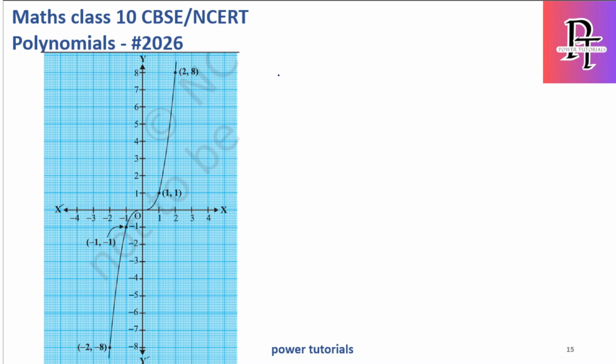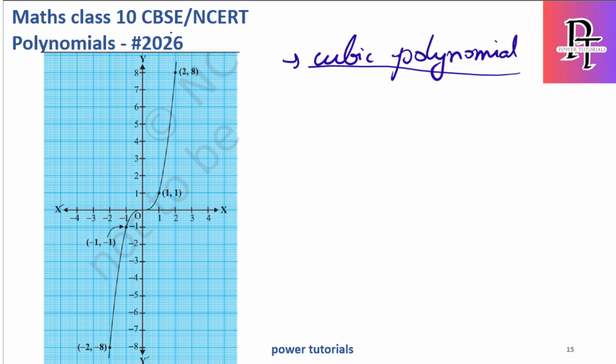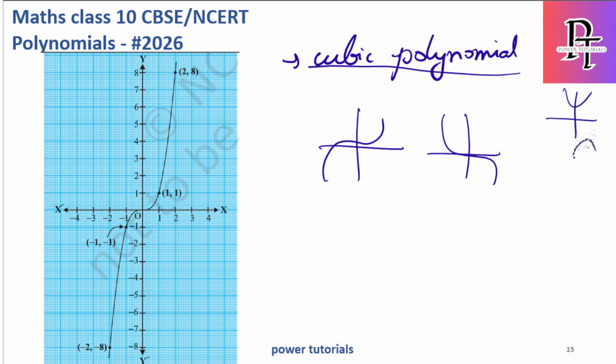Okay, so this is a cubic polynomial. For a cubic polynomial it will be something like this type of graph, where one curve will be on this side and another on this side, or else one curve can be on this side and the other on this side. These will be the quadratic polynomials. Okay, this is for cubic polynomial. For quadratic it is used, whereas for cubic it will be something like this.